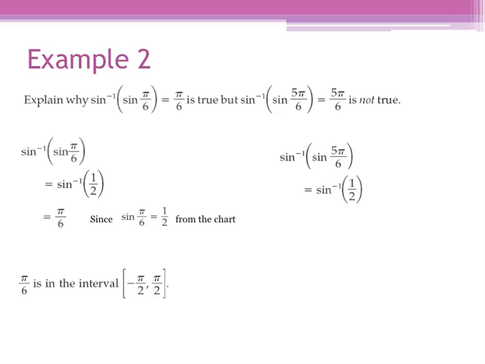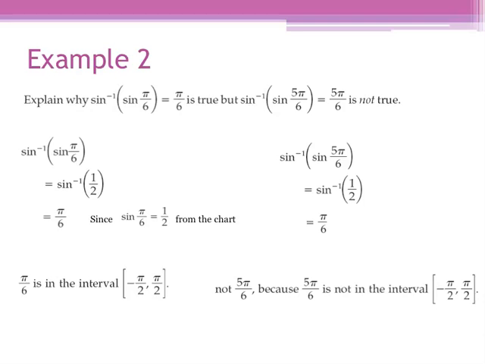So we end up with sine inverse of 1/2. And now you can see we actually have the same thing as what we have in the first one. Sine inverse of 1/2 has to equal pi over 6. And because we restricted the domain to being between negative pi over 2 and pi over 2, it cannot equal 5 pi over 6.